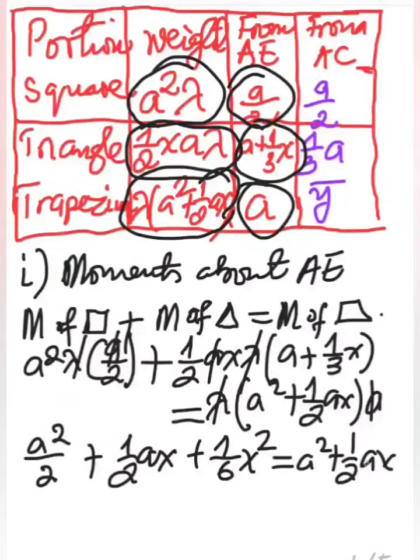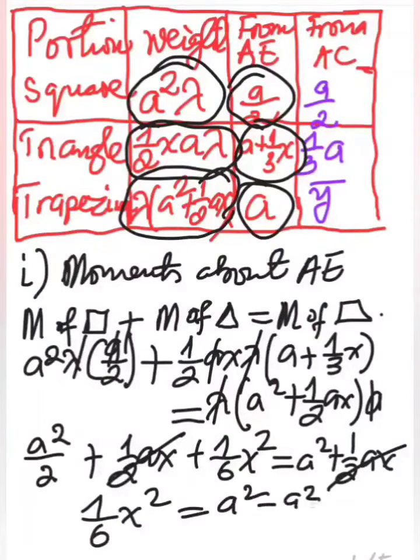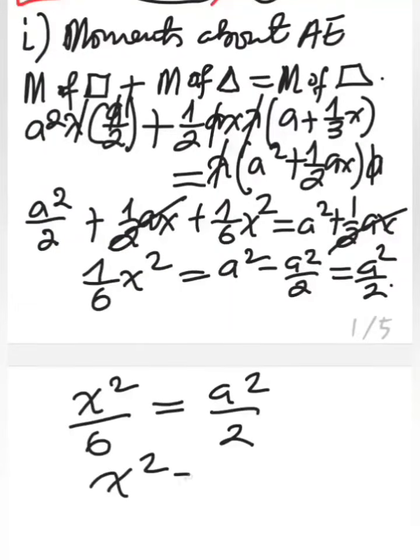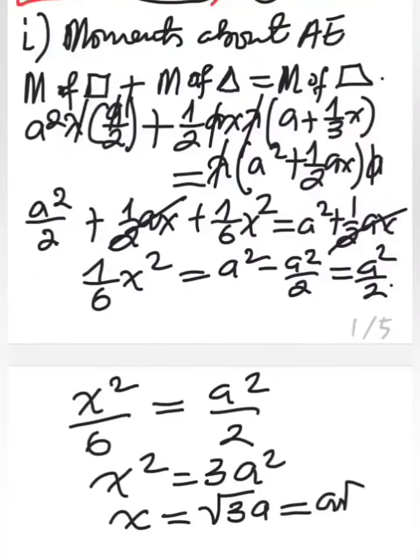Now when you look at all the terms, half ax is common, and then we have that 1/6 x squared should be equal to a squared minus a squared over 2, which gives a squared over 2. So x squared all over 6 equals a squared over 2, and you multiply through by 6, you get that x squared equals 3a squared, so that x would be root 3 a, or a root 3, as the question asks us to prove.